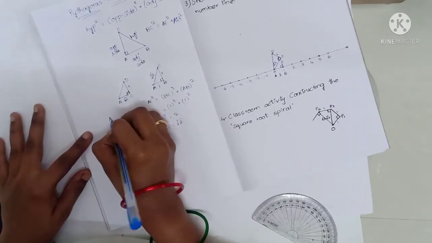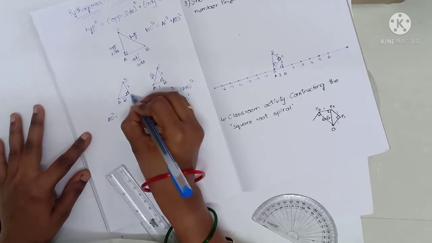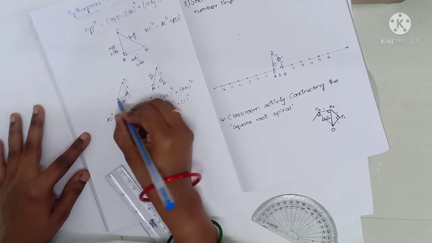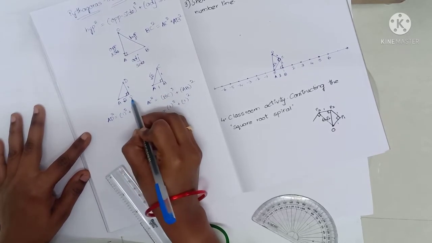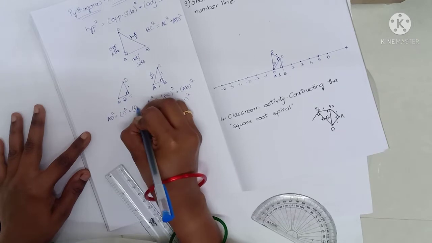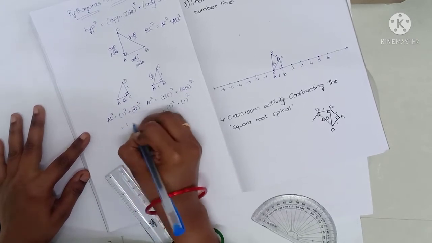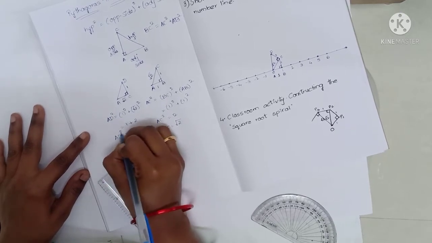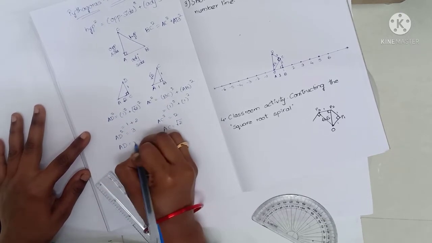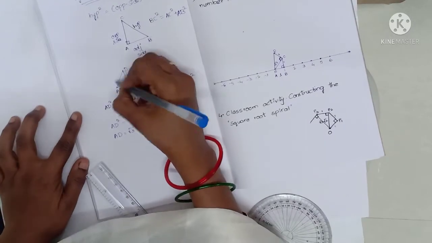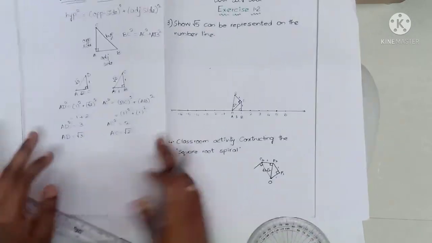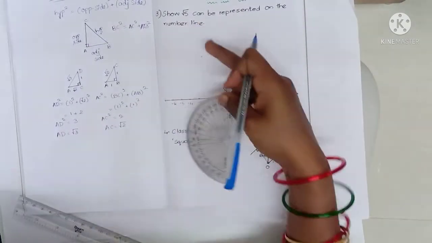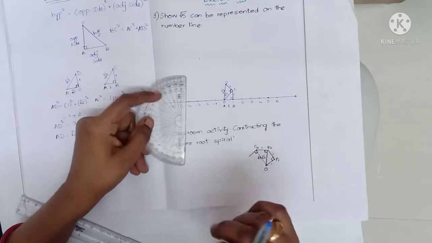Now according to the Pythagoras theorem, AD square is equal to opposite side CD square, that means 1 square, plus adjacent side AC square, which is root 2 square. 1 square is 1, root 2 square is 2. You get 1 plus 2 is 3. AD square is 3, that means AD is equal to root 3. Now what should we get? We should get root 5, so proceed in the same way.